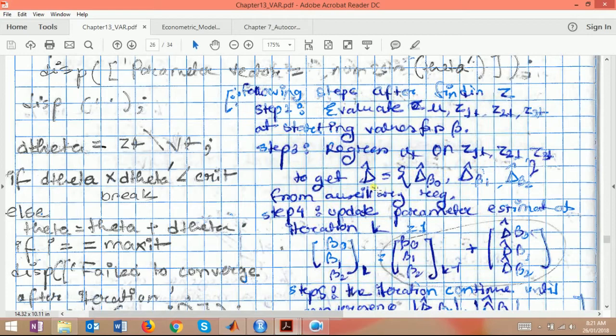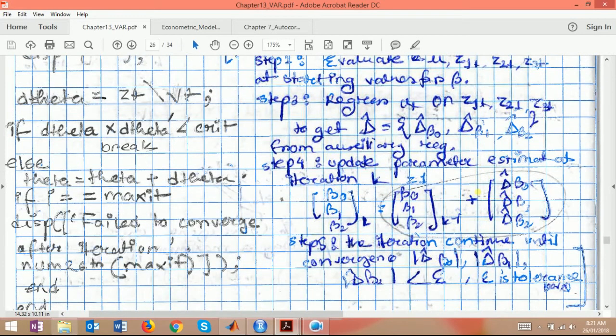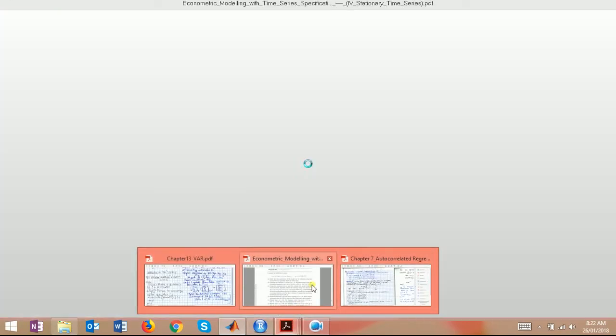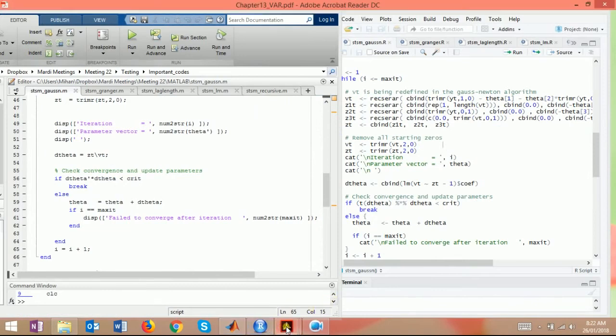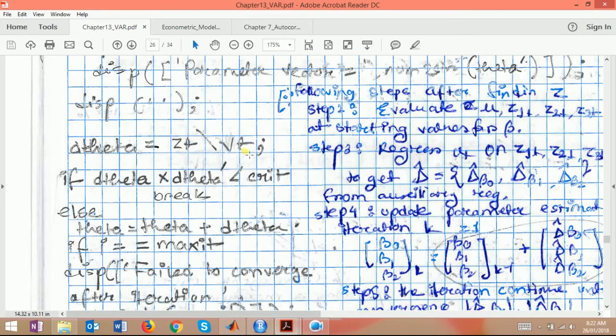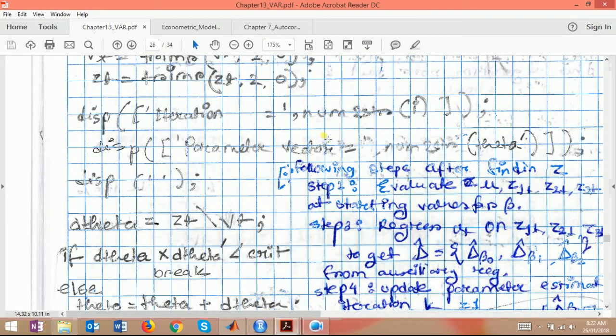Then we regress our residual on z's to get the changing parameter delta hat, and then we update our estimated parameter with the change added together. This is part of the iteration that will continue. And so in our note we can see, first we regress v on z, so we have del theta, which we get from regressing the residual on z, right?